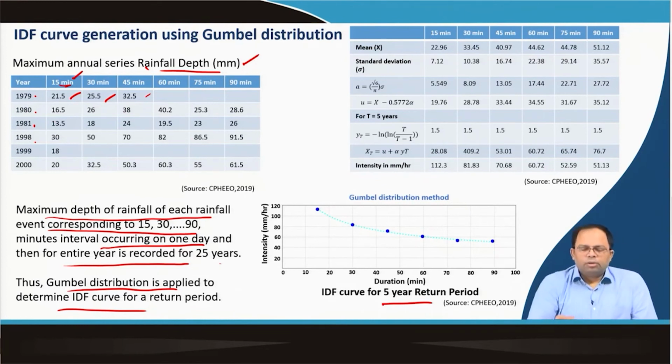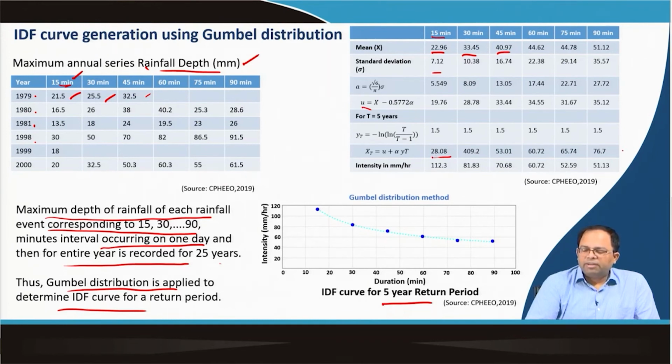Over here we calculate the mean for 15 minutes, which is 22.96 out of all this data. For 30 minutes it is 33.45 and so on. Similarly, we calculate the standard deviation using the formula that I showed in the previous slide. Then we calculate the value of alpha, then the value of u, and then for t equal to 5 years, we put the value of 5 over here, calculate the value of y t, and then the x t value, which is given in millimeters of rainfall. For this particular duration, we get a maximum rainfall of 28.08 millimeters.